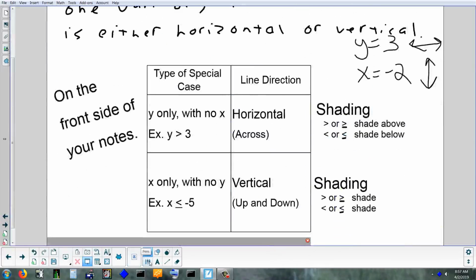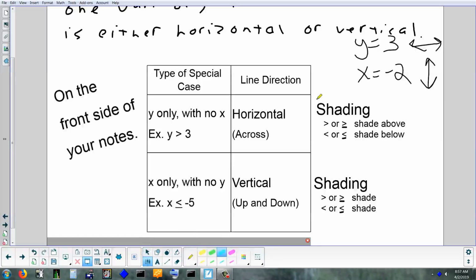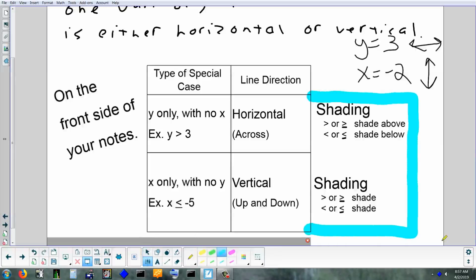If it was like this one with the Y only, I'd find 3 on the Y-axis and draw my line across. So it's similar to what we do with a linear equation. The only thing that's different is shading. For the Y only, the shading doesn't really change. You still have an above and a below. But for shading where you have an X only, you don't have an above or below. You have a left and a right because the line is vertical. So you can't do above and below. It doesn't work.